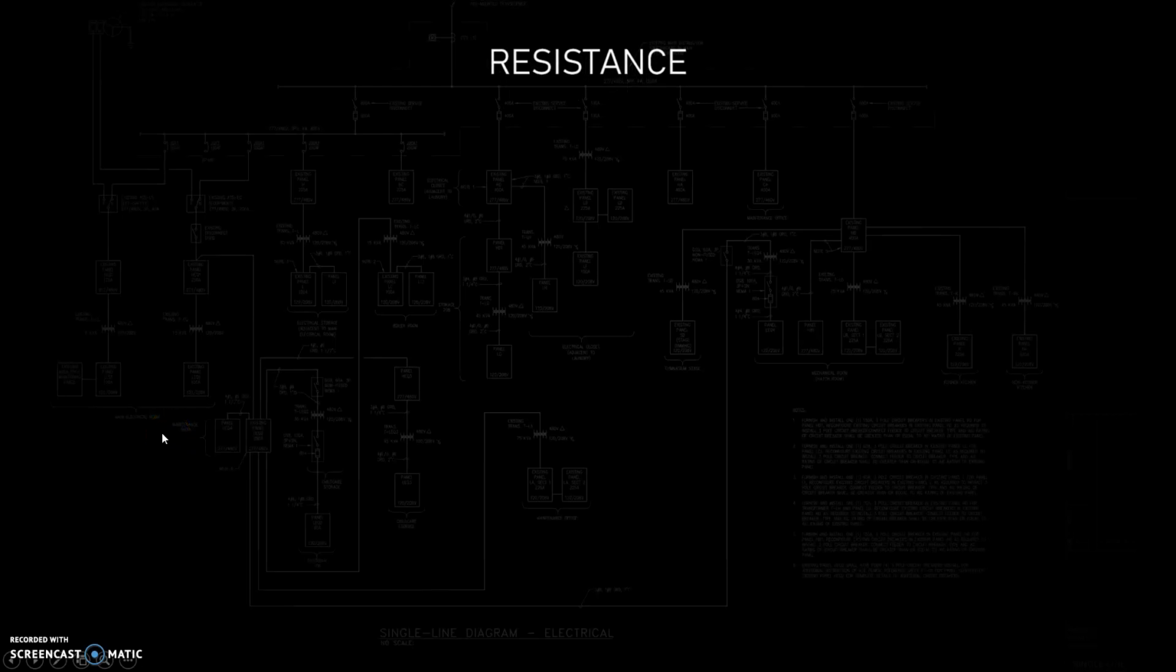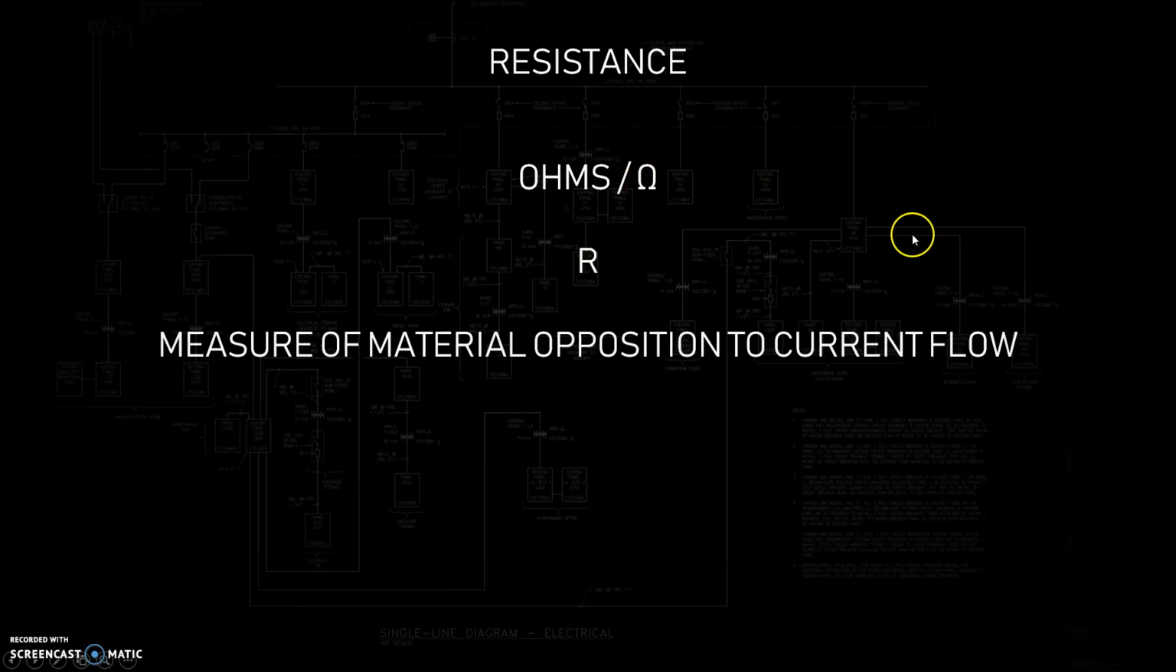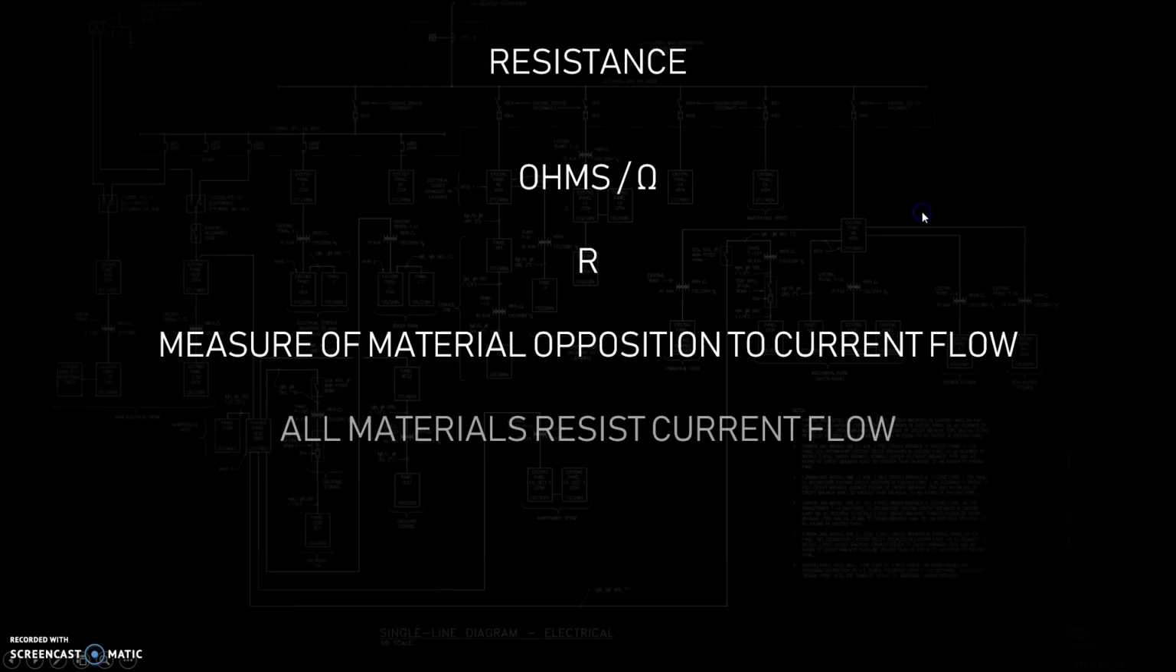All right, so first term, resistance. This is kind of the odd man out, the oddball. So we're going to measure this in ohms or represent it with the omega symbol, the ohm symbol, abbreviated by the letter R. So again, you're going to see it either as the omega symbol or the letter R. It's a measure of a material's opposition to current flow. Okay, so this one doesn't really have much to do with the electrical flow or the electricity. It has to do with actually the conductor, right?